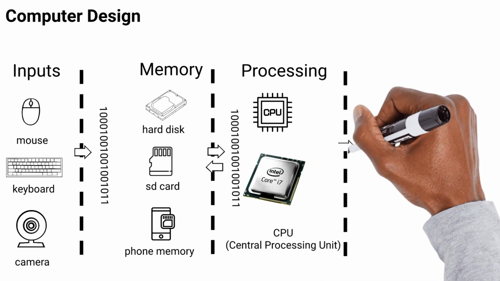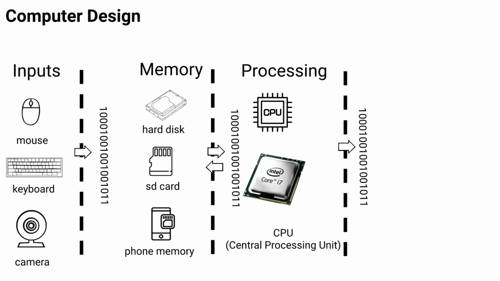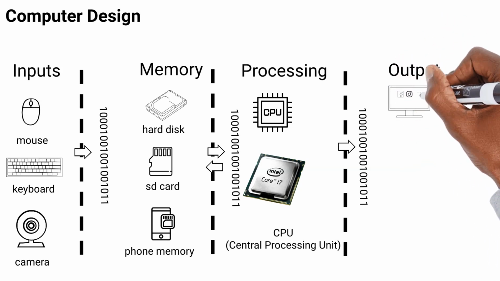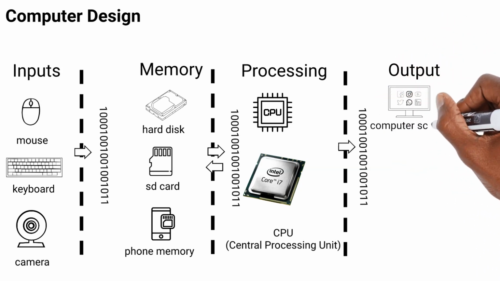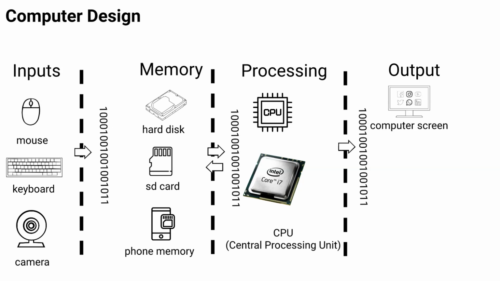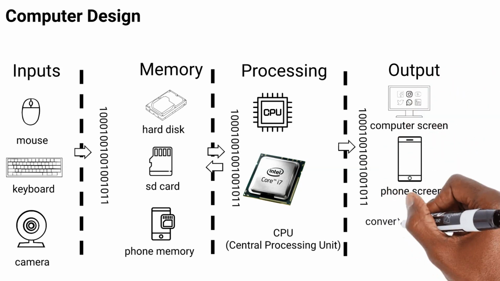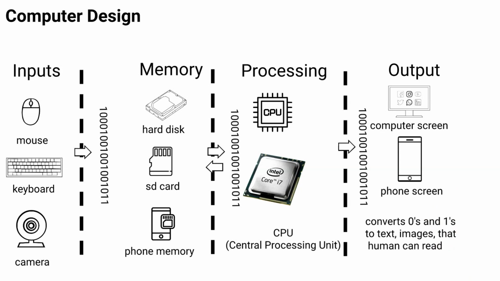So it processes the information, then after that, it has to display. After processing it, the computer will still give you zeros and ones, right? But people don't understand zeros and ones. The computer needs to convert those zeros and ones to something that people can read, like text, images, and all of that. So the computer uses its screen to do that. You can use a computer screen, a phone screen, and all of that. So the output is the one that converts the zeros and ones to something that you can read.